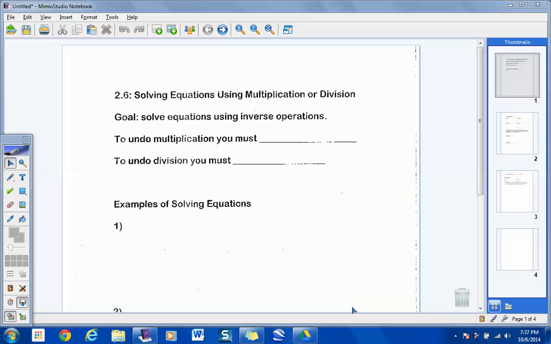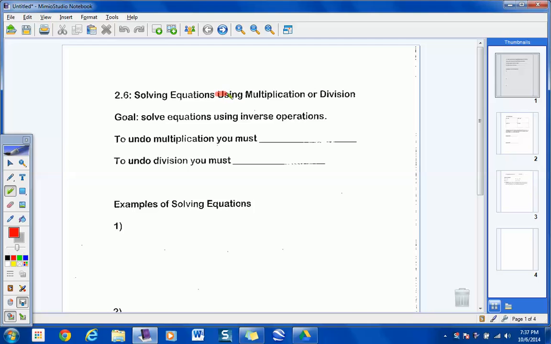Let's go ahead and look at 2.6 today. I think that a lot of you had success in 2.5 when we were looking at solving one-step equations involving addition or subtraction. Today is going to be very similar, but instead of addition and subtraction, the idea is to look at solving equations using multiplication or division. Okay? And just like in the last section, we want to solve equations using inverse operations.